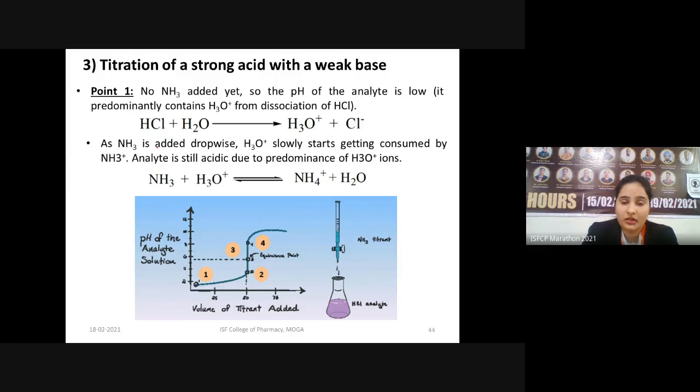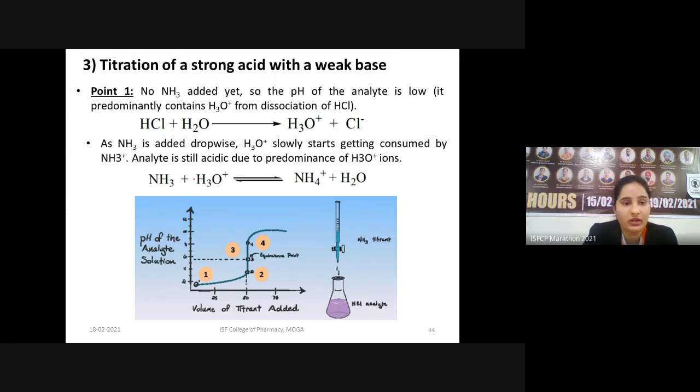Here, since we are using a weak base, the neutralization will not be as fast as it was in the titration of a weak acid with a strong base, because a strong acid has more strength of neutralizing. It neutralizes the acid with greater strength, whereas we are using a weak base here, so the neutralization will take place, but it will take place slowly.